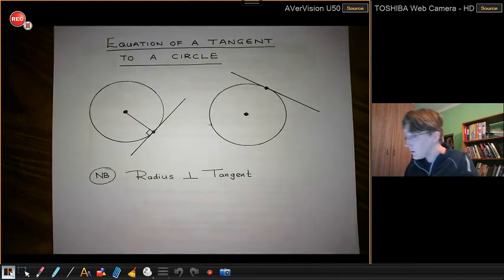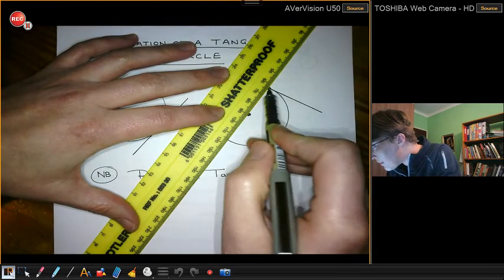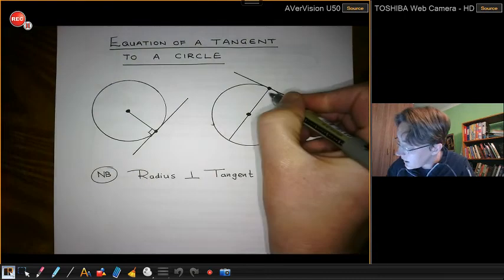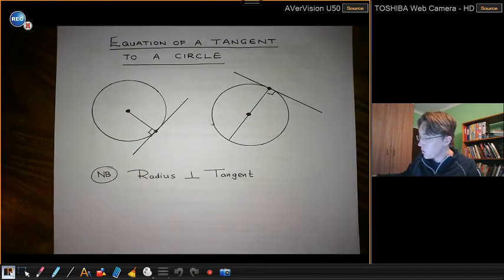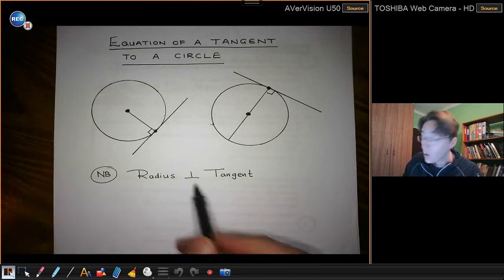Same thing over here. If I go and I draw, for instance, a diameter, then if I draw the diameter all the way through, that's also a 90-degree angle. Now this is very important to remember, obviously, because when two lines are perpendicular, we know that the product of the gradients is equal to -1.